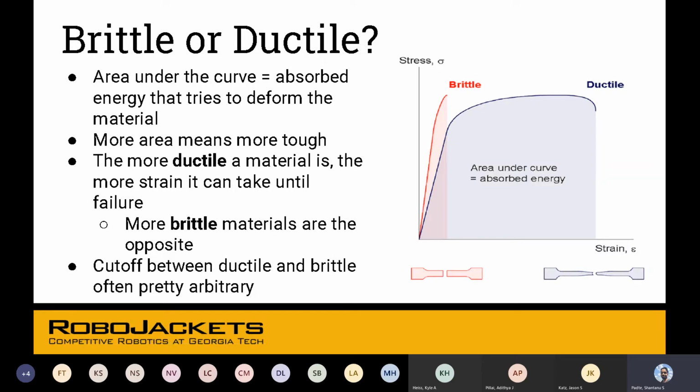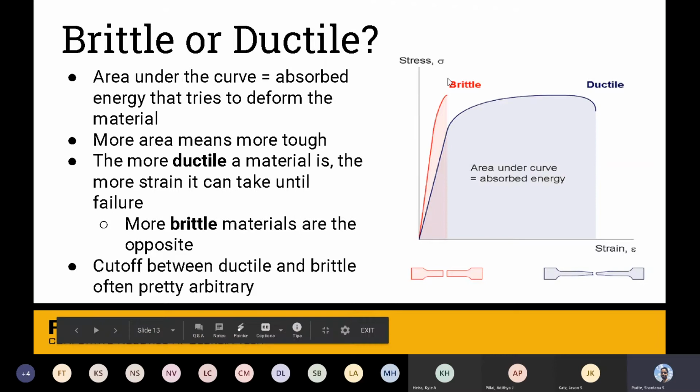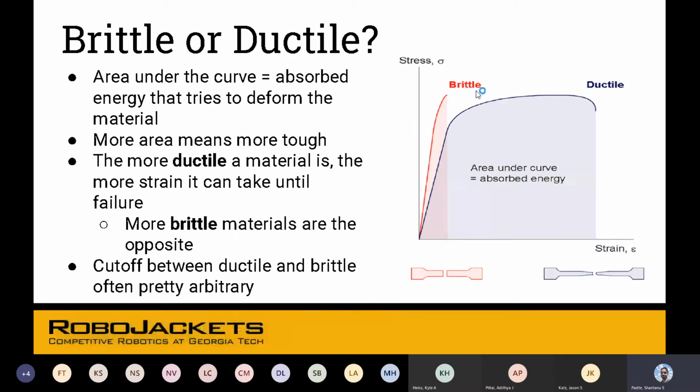Because as we saw before, rubber does not have any plastic deformation. It only has elastic deformation. So how would you describe rubber? I want to say neither because it doesn't have any plastic deformation, but I guess the closest out of those two options would be brittle.